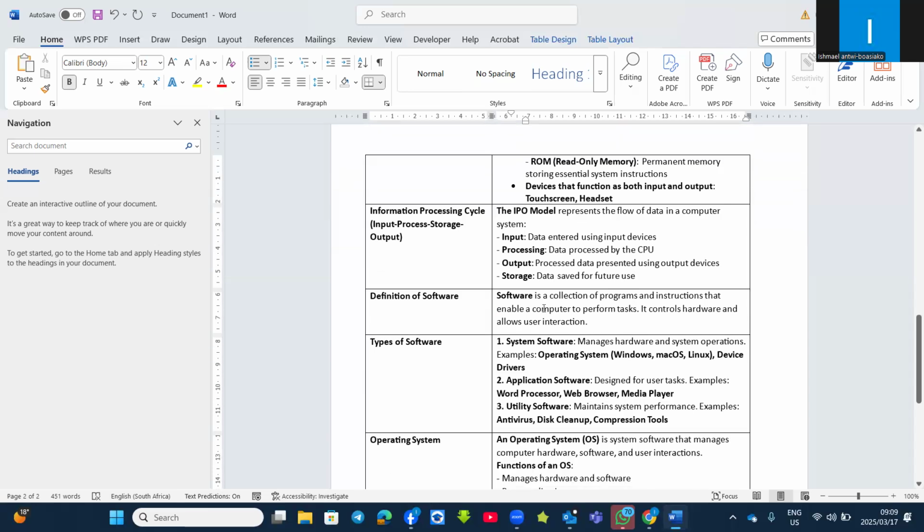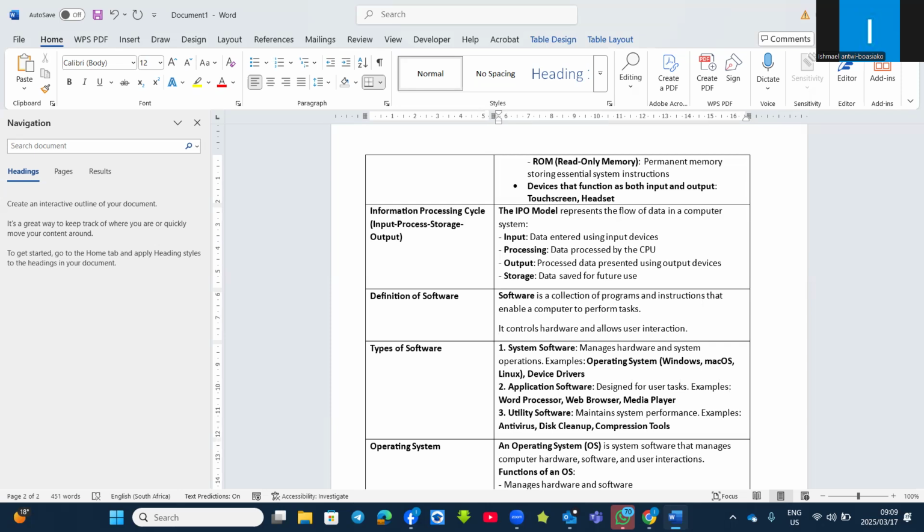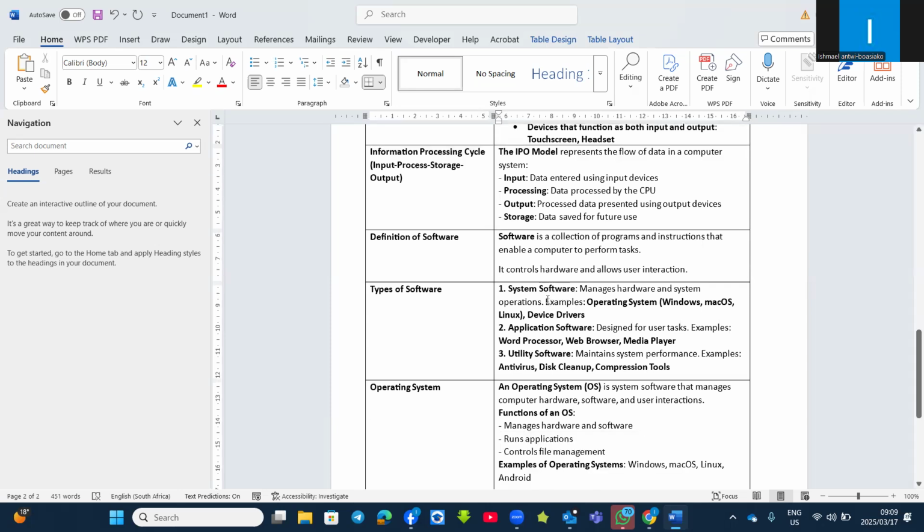Now, we move straight to software. Software is a collection of instructions or programs that enable the computer to perform tasks. In other words, they control the hardware and allow user interaction. Types of software: we have, one, system software, which manages the hardware and the system operations.